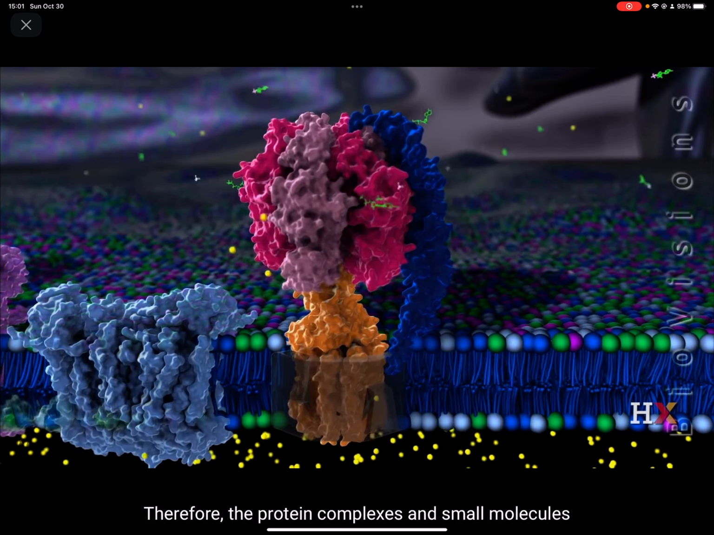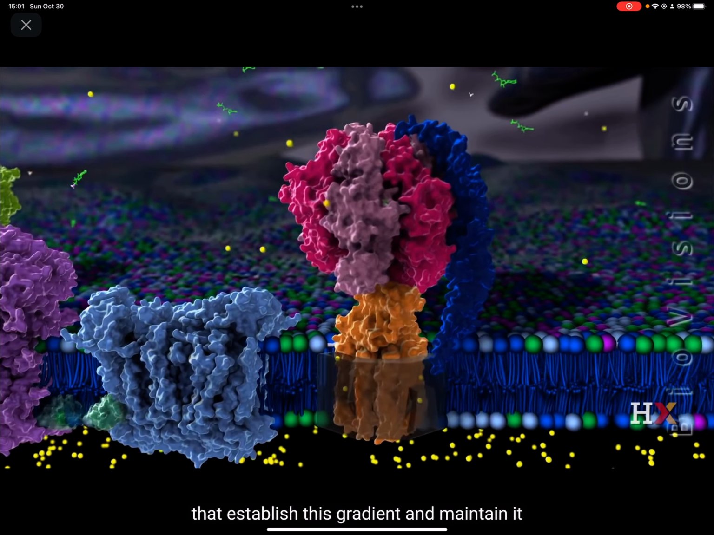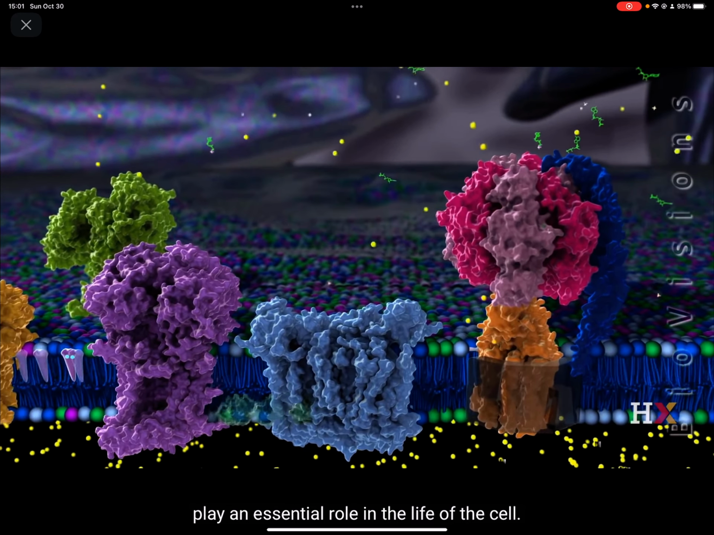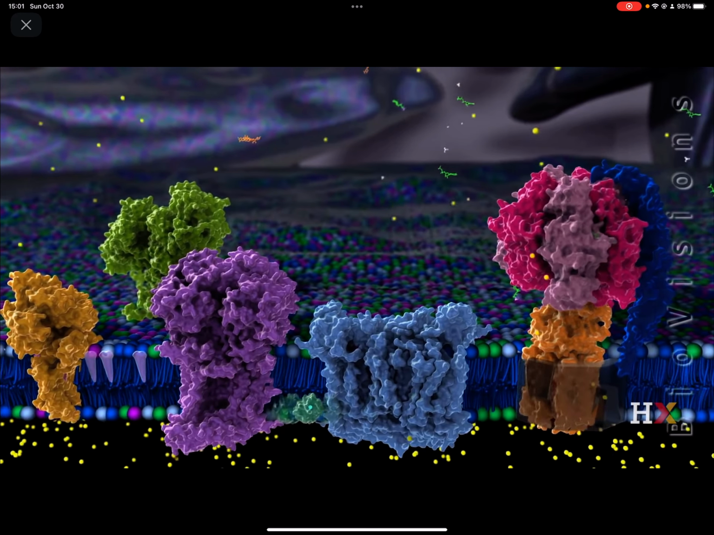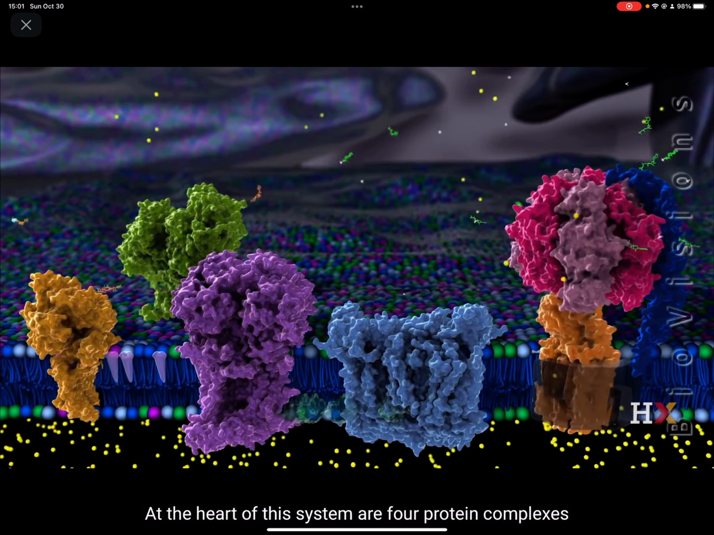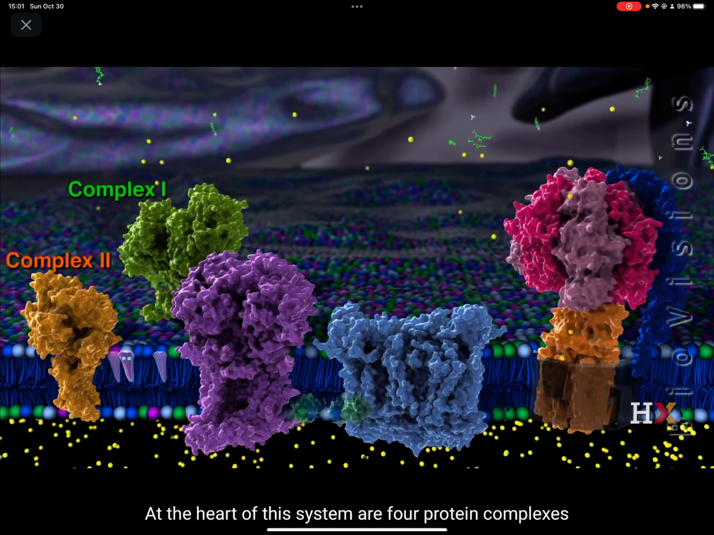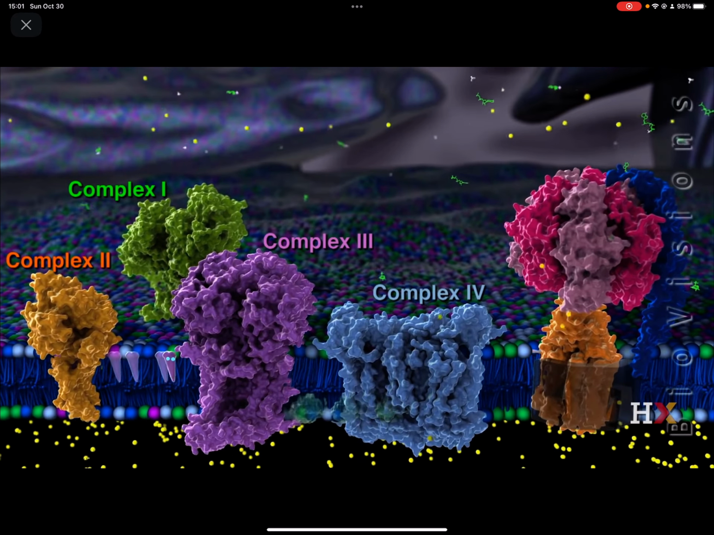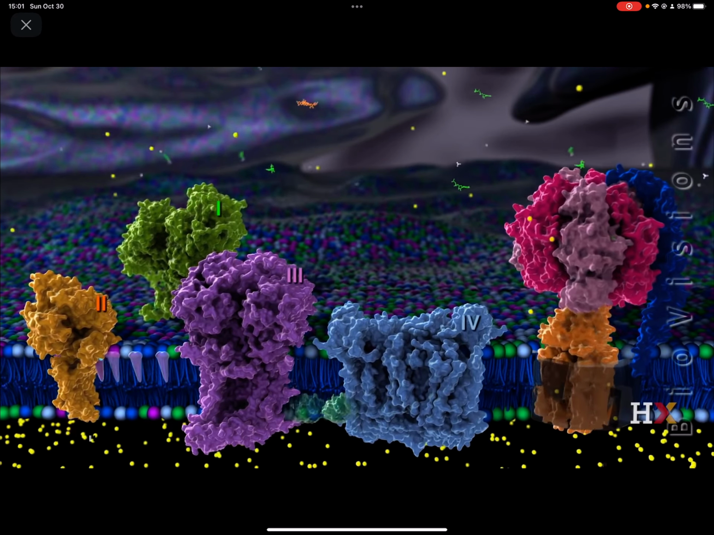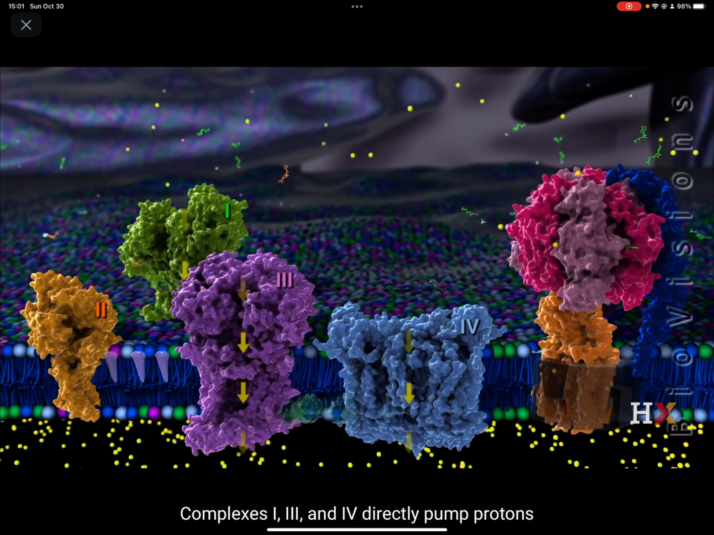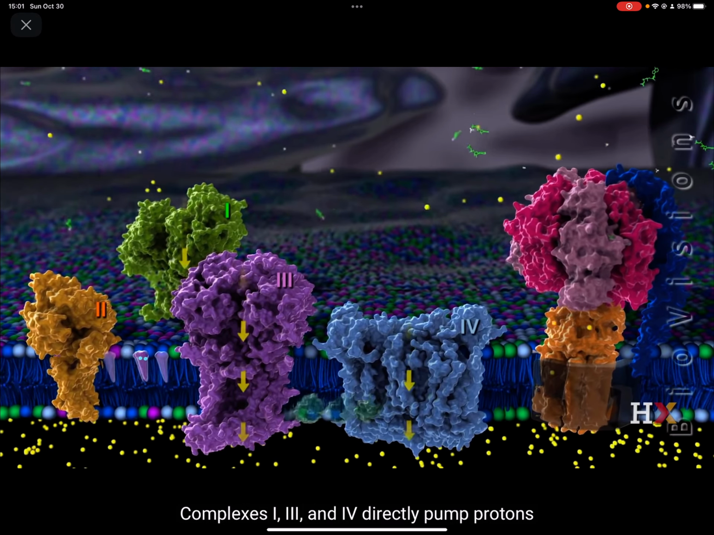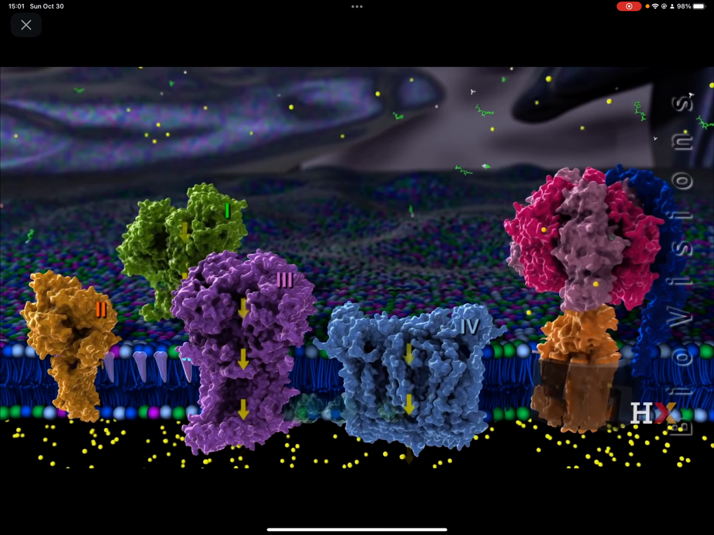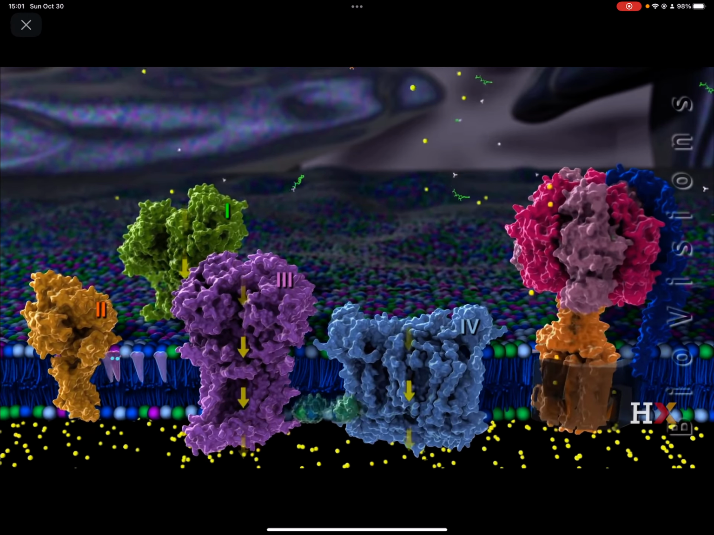So the protein complexes and the small molecules that establish the gradient and maintain it are playing an essential role in the life of the cell. At the heart of this system are these 4 protein complexes in the ETC, numbered 1 through 4. This is what we've been discussing here. And these directly pump protons from the matrix into the intermembrane space.